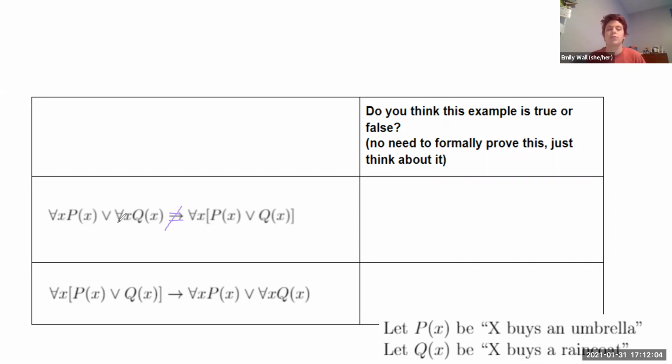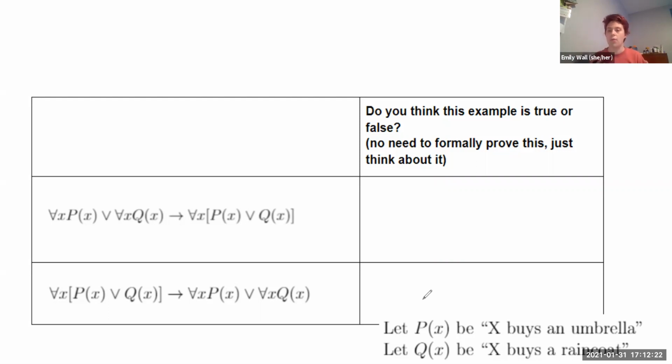For all x, p of x, or for all x, q of x is not the same thing as for all x, p of x or q of x. Doesn't work. But it turns out one of these implications is true. One side implies the other, but the other side does not imply back. So one of these rows is true, one is false.